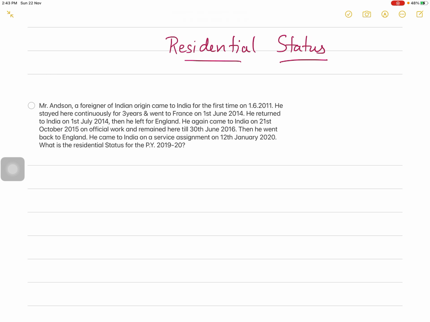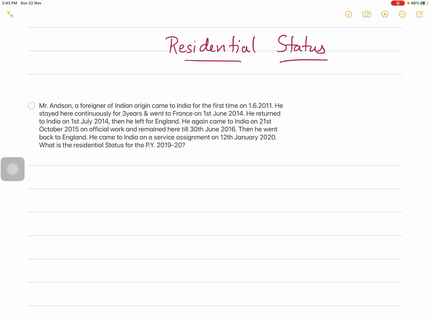Okay. Whenever you calculate number of days of stay in India, the day you come to India is considered as a day in India if you are in India on that day, and the day you leave India, even that day is considered as a day in India. Okay. So now first let us see whether he satisfies the first basic condition, and for him second basic condition is irrelevant because he is a foreigner of Indian origin. Okay, so for him second basic condition is irrelevant. Let's see whether he satisfies first basic condition.